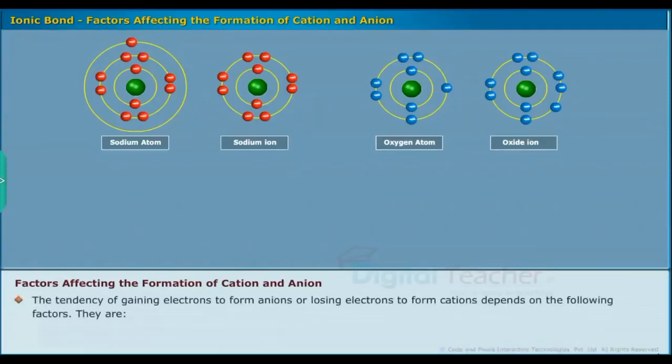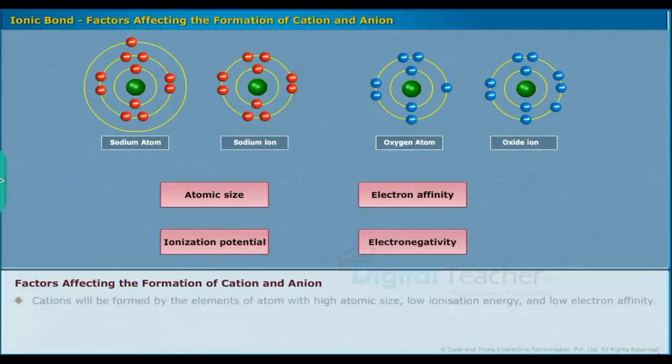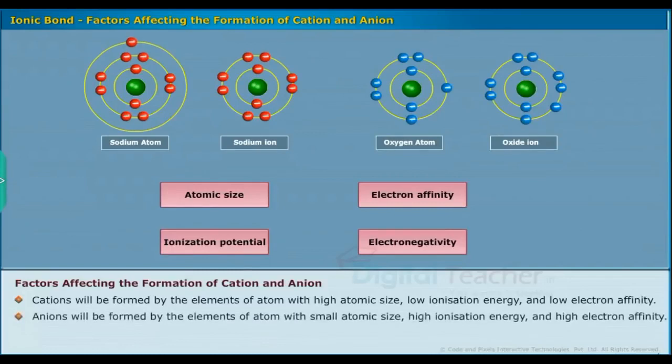The tendency of gaining electrons to form anions or losing electrons to form cations depends on the following factors. They are atomic size, ionization potential, electron affinity, electronegativity. Cations will be formed by the atoms of elements with high atomic size, low ionization energy, and low electron affinity. Anions will be formed by the atoms of elements with small atomic size, high ionization energy, and high electron affinity.